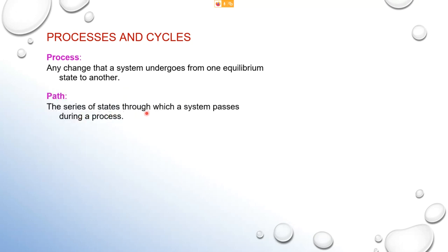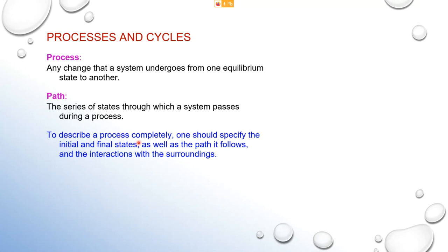The series of states through which a system passes during a process is called a path or a process path. To describe a process completely, one should specify the initial and the final states. So for each process, you must have an initial state point and a final state point. At minimum, it must consist of two state points, and you must define which is initial and which is final. The path that it follows from initial to final is called a process path.